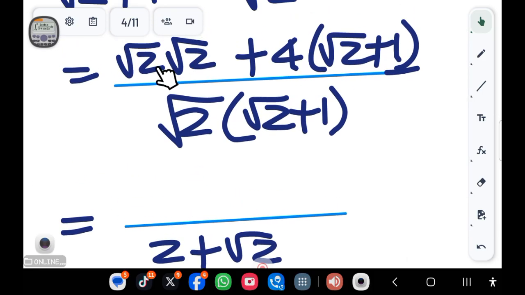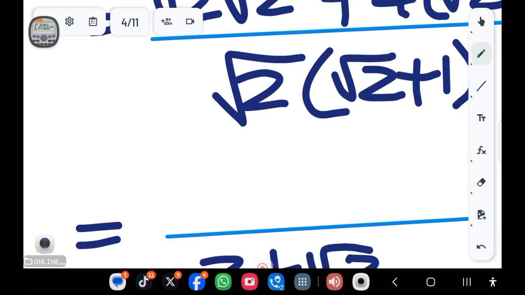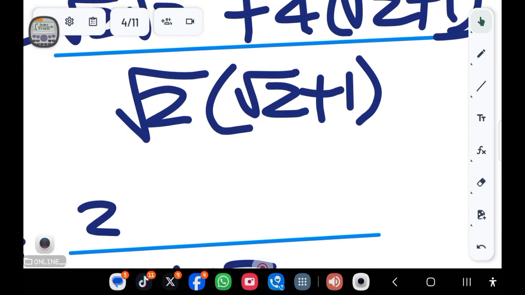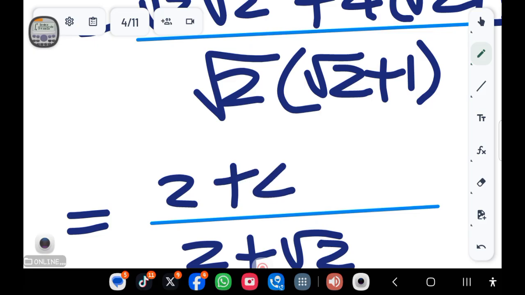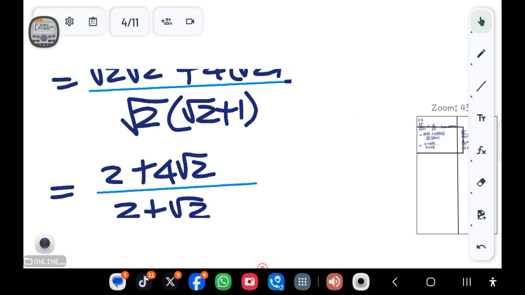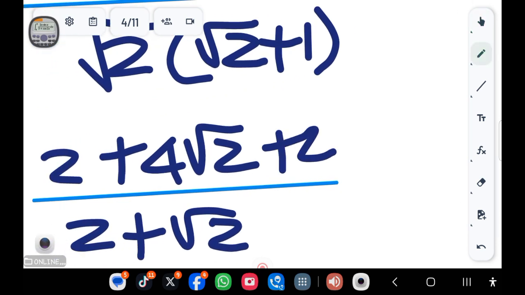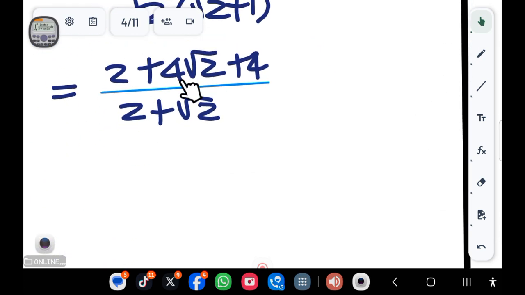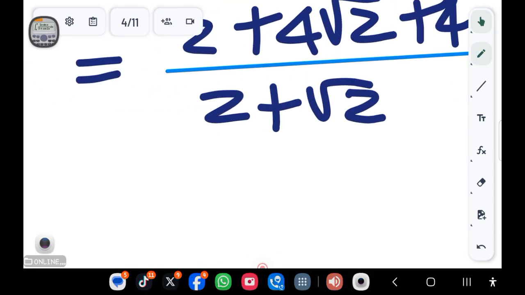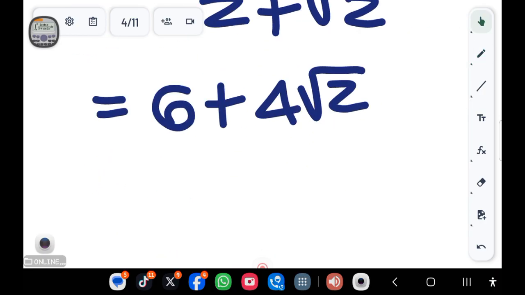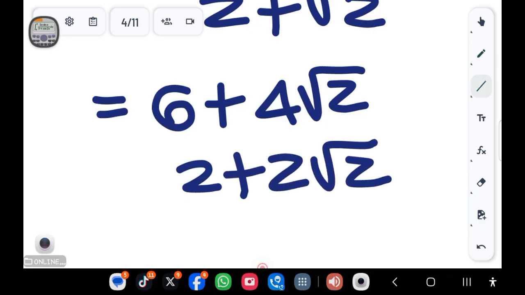Now that becomes 2. Square root of 2 times square root of 2 is 2. All right. Plus 4 root 2 plus 4. 4 times 1 is 4. Now 2 plus 4 is 6. So that gives us 6 plus 4 root 2 over 2 plus 2 root 2. Sorry, this is what we have.